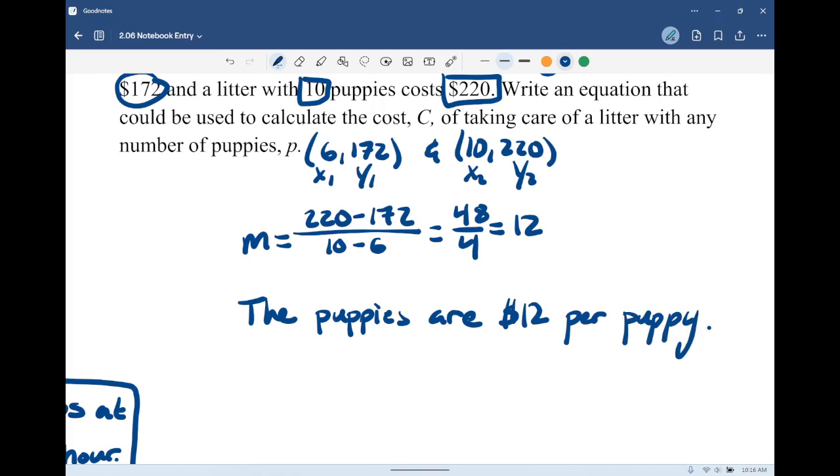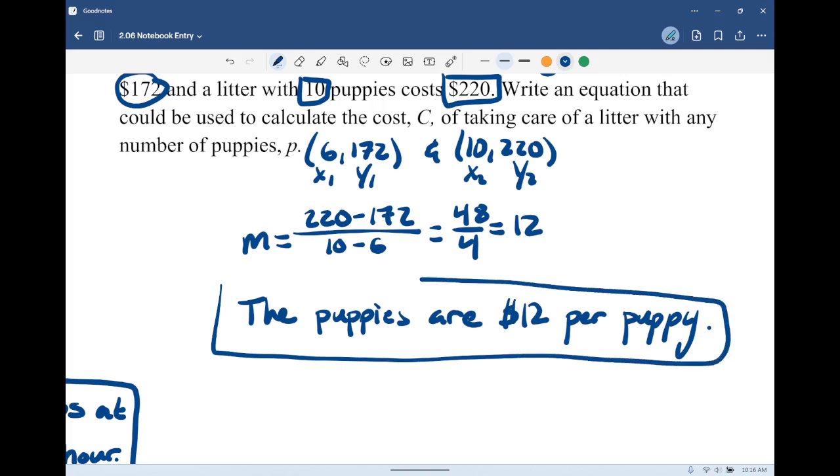If you know anything about buying a dog, this is wildly cheap. It's really inexpensive. Somebody says, "Here's a puppy for $12." That is the first question you should ask.